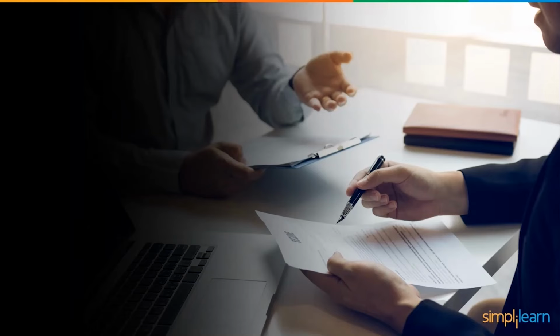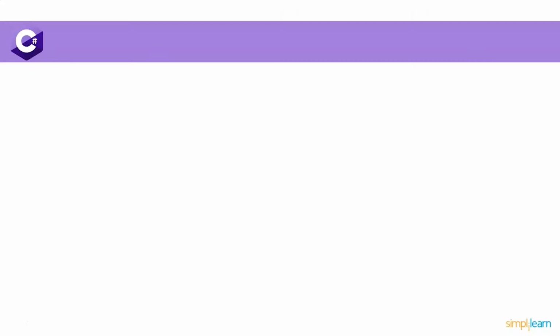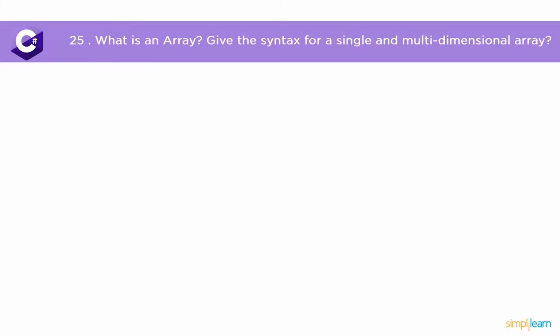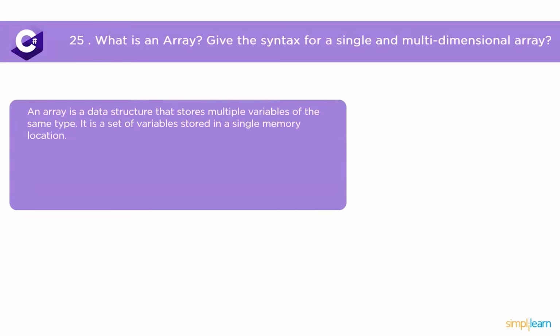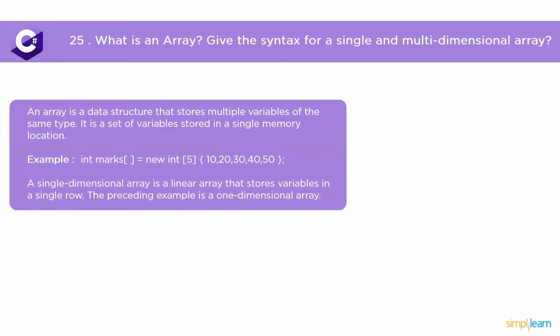Now we have reached the intermediate level. The 25th question on our list is, what exactly is an array? The answer is, an array is a data structure that stores multiple variables of the same data type. It is a set of variables stored in a single memory location. Here's an example of an array with 5 integer values, 10, 20, 30, 40, and 50.